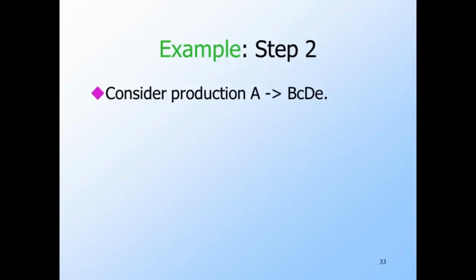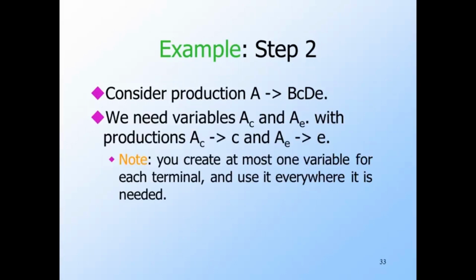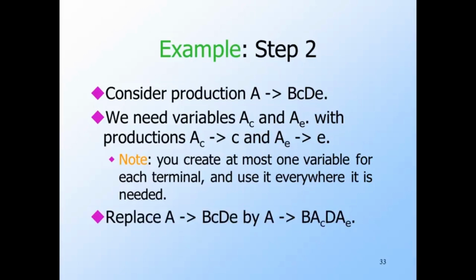Here's an example involving the production A goes to B little c D little e. C and e are terminals, so we must have created variables A sub c and A sub e with their productions. A sub c goes to c and A sub e goes to e. Then we can replace A goes to B c D e by A goes to B A sub c D A sub e.